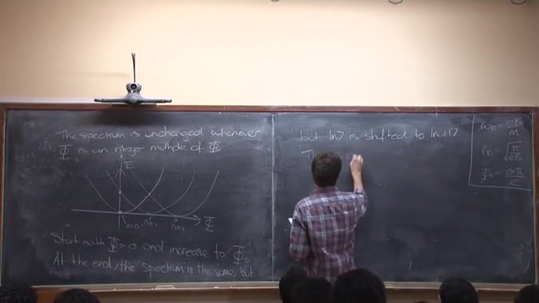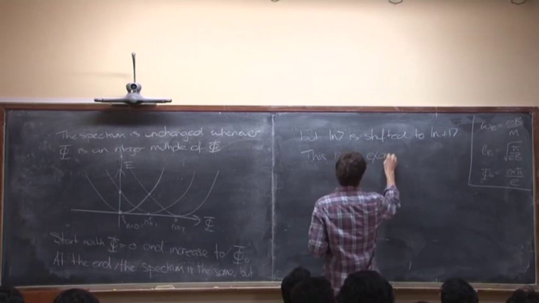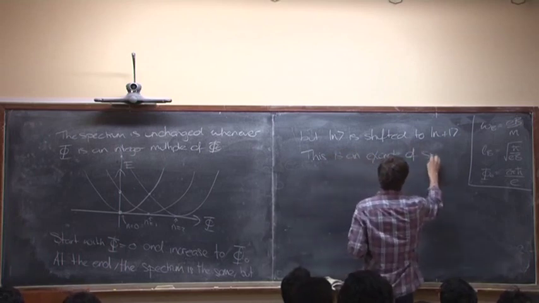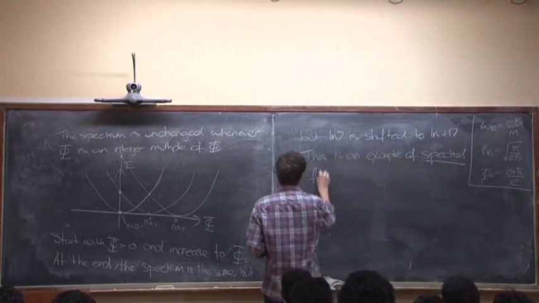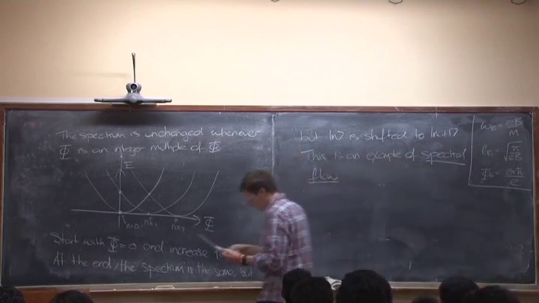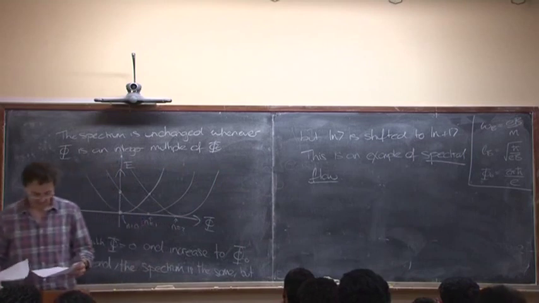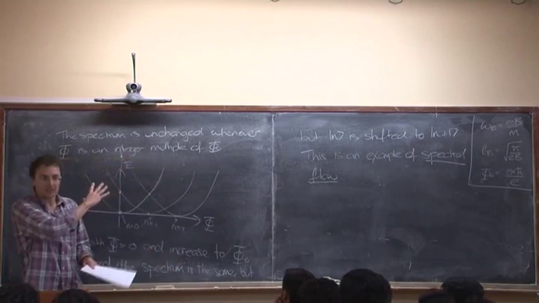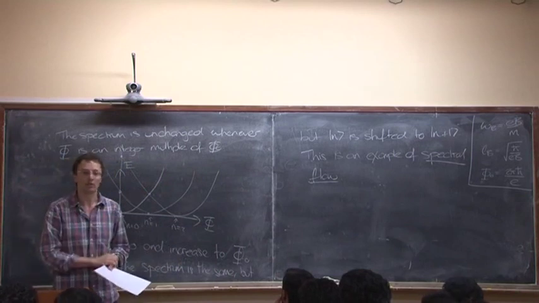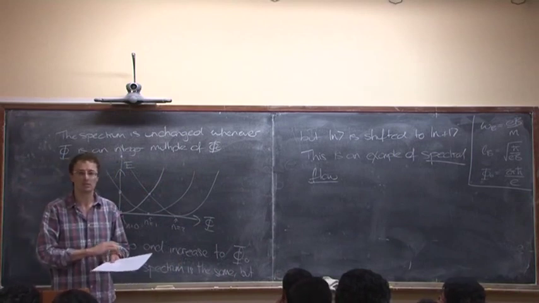So this is an example of spectral flow. Okay, and we'll see this arising in the integer quantum Hall effect. Any questions about this?